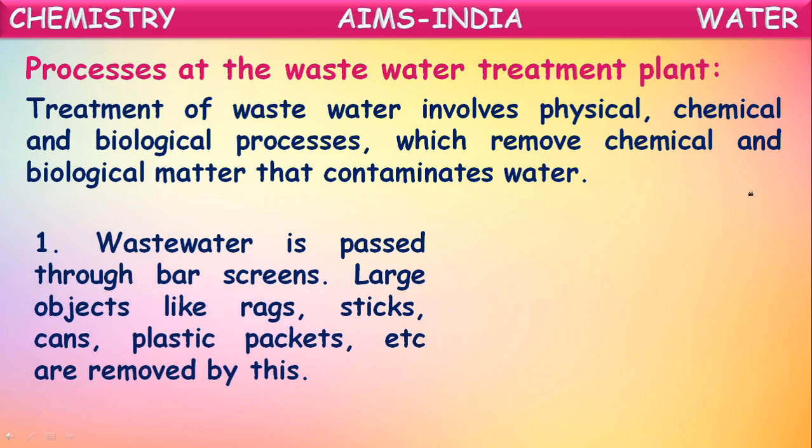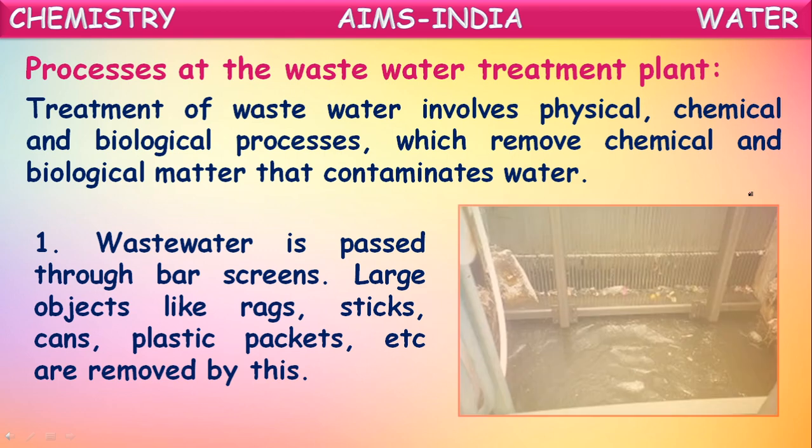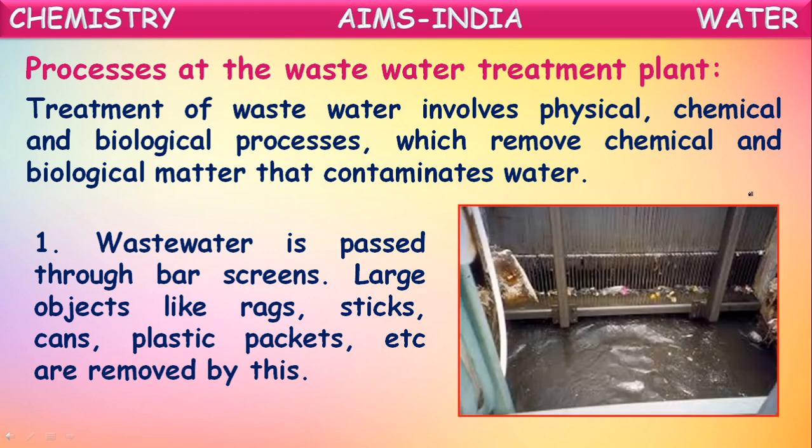The first of all these processes in the treatment of wastewater is that the water is passed through bar screens. So when this water is passed through these bar screens, what happens? Large objects like rags, sticks, cans, plastic packets, etc. are removed by this. All will be stuck here. Only the big objects will be stuck here. Pure water will go to the other side.